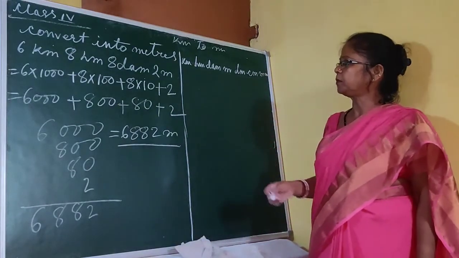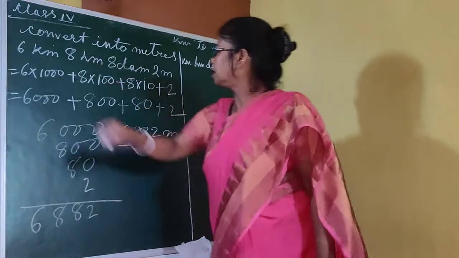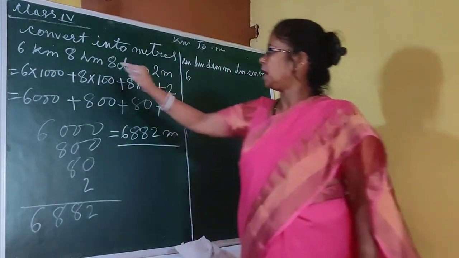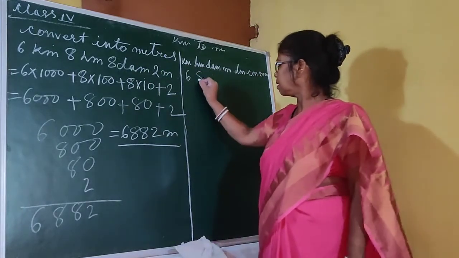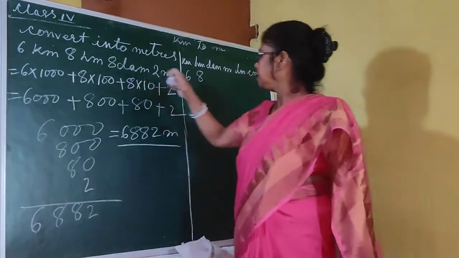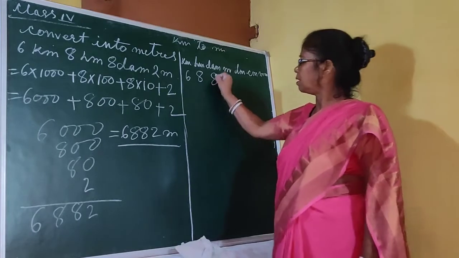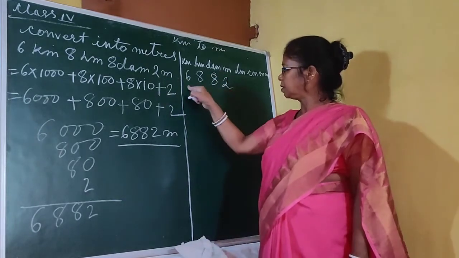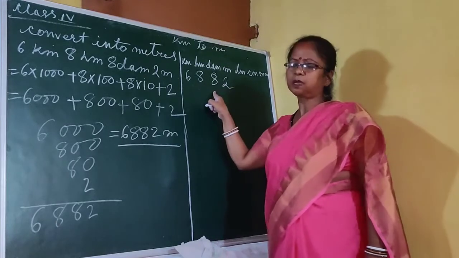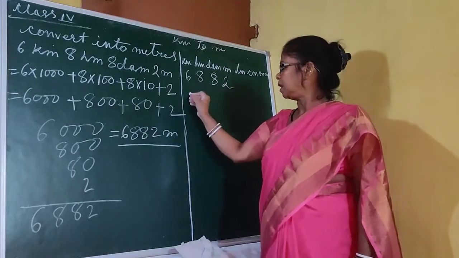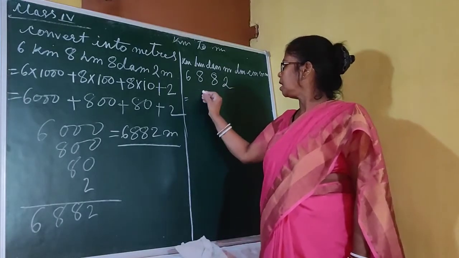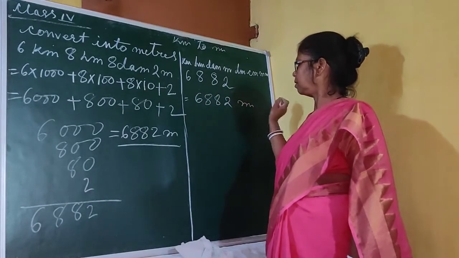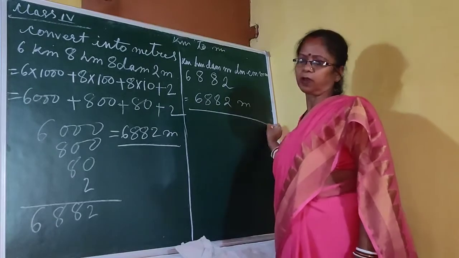So convert into meter. Here is 6 kilometer, 8 hectometer, 8 decameter, then 2 meter. So all the columns are filled. If some column is missing, then you can write 0. The direct answer will come: 6882 meter. In 1 second only you can do this.